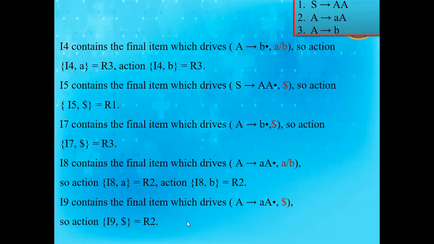Here I am considering reduce actions, which will be done only in the final states. In my example, I4, I5, I7, I8, I9 are the final states. When I am considering the state I4, this is the production, that is A gives B dot, comma A or B. Here A or B are the look ahead symbols, so I need to place the reduce actions under the symbols A and B.